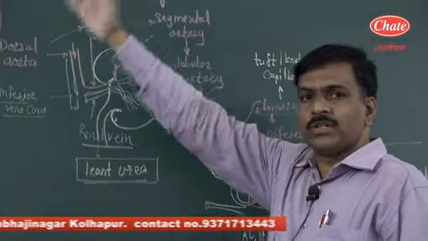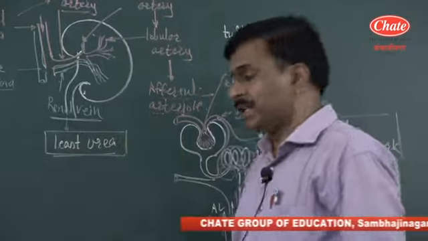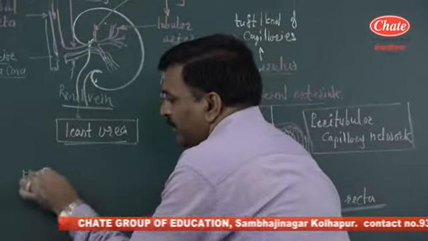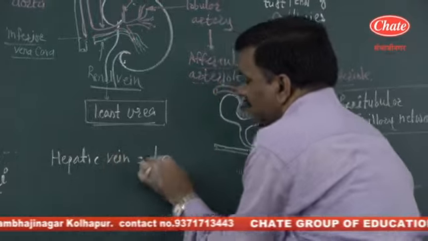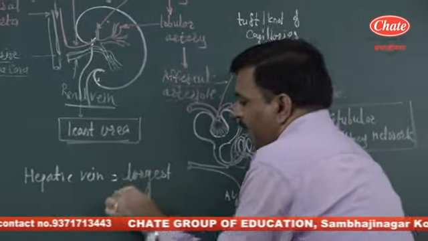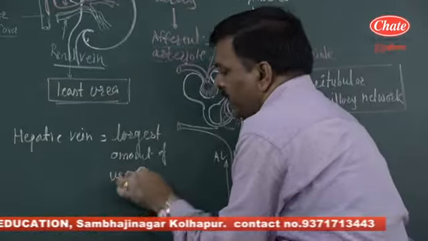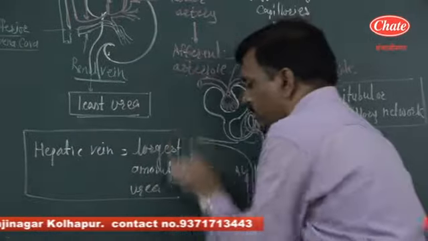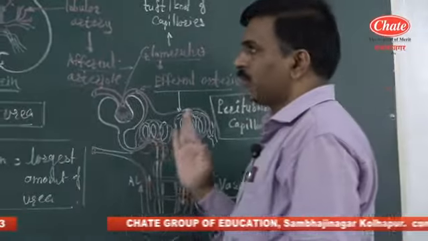It occurs in the liver. So from the liver arises the vein. It is termed the hepatic vein. So remember, the hepatic vein contains the largest amount of urea. So this is the most important point: the hepatic vein contains the largest amount of urea.